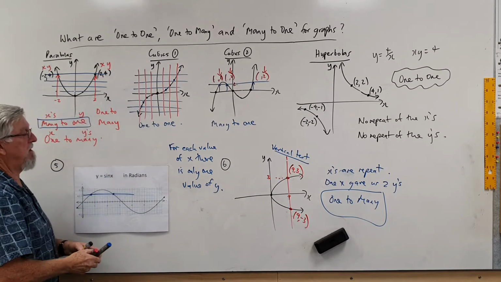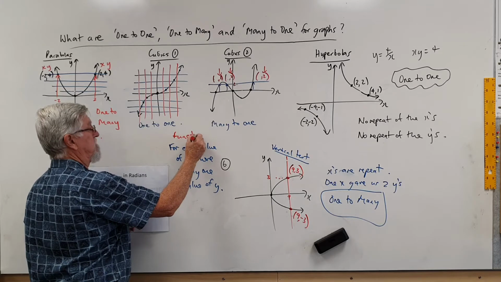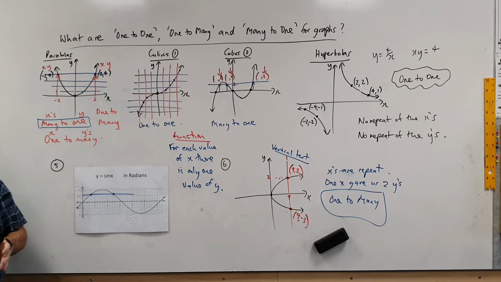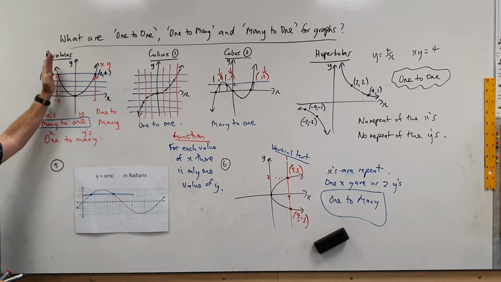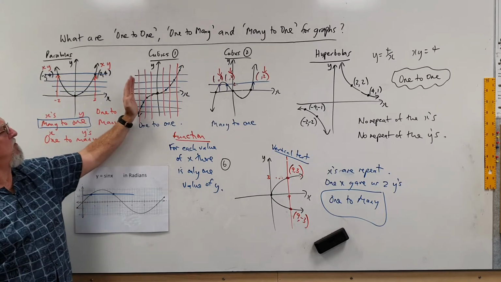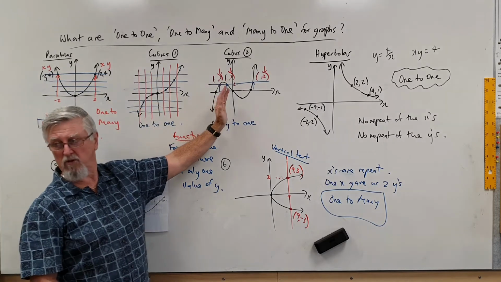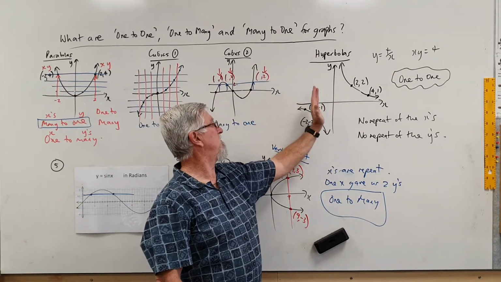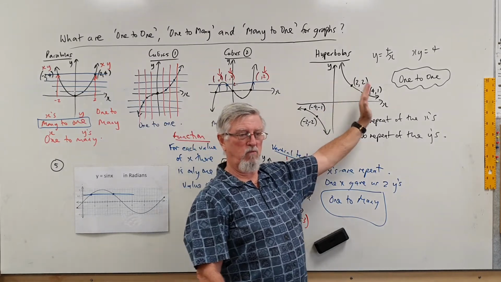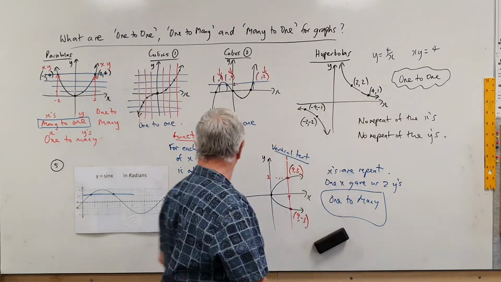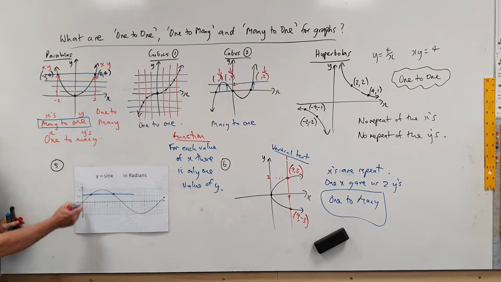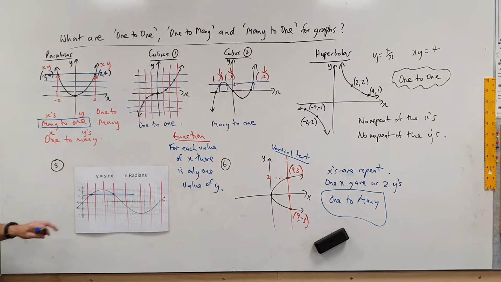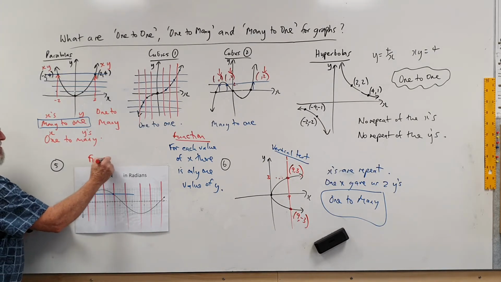Now we're talking about a function. For each value of x, there is only one value of y. So if I chop that vertically, 1, 1, 1, 1, 1, 1, chop this vertical, 1, 1, 1, 1, 1, 1, chop that vertical, 1, 1, 1, 1, 1, 1, chop this one vertical, 1, 1, 1, none, 1, 1, 1. Chop this one vertical, 1, 1, 1, 1, 1. So the red ones are the vertical test, and they tell us this is a function.